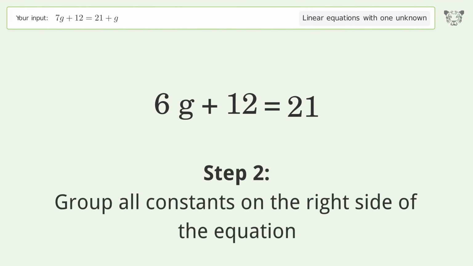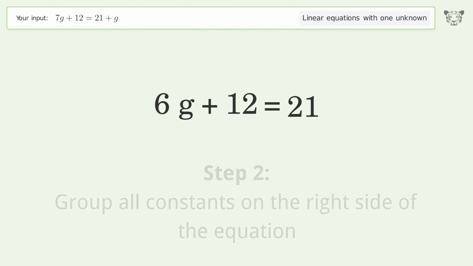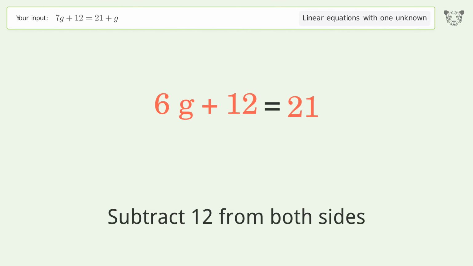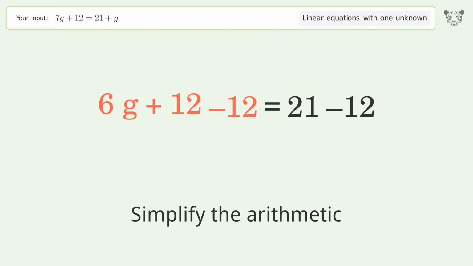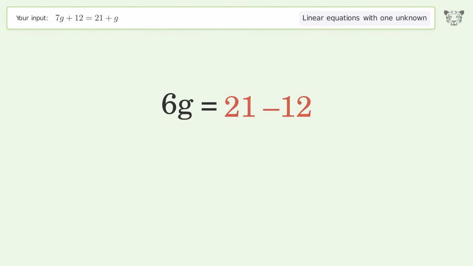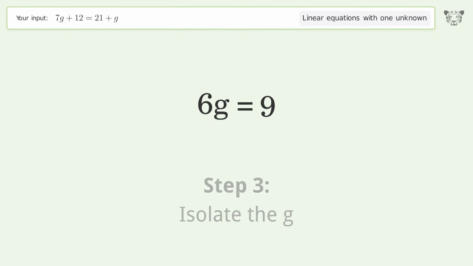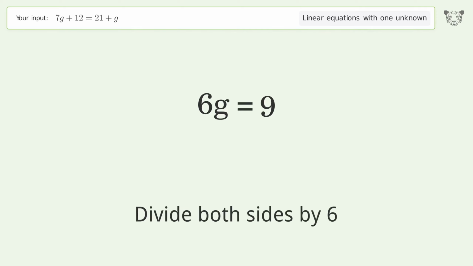Group all constants on the right side of the equation. Subtract 12 from both sides. Simplify the arithmetic. Isolate the g. Divide both sides by 6.